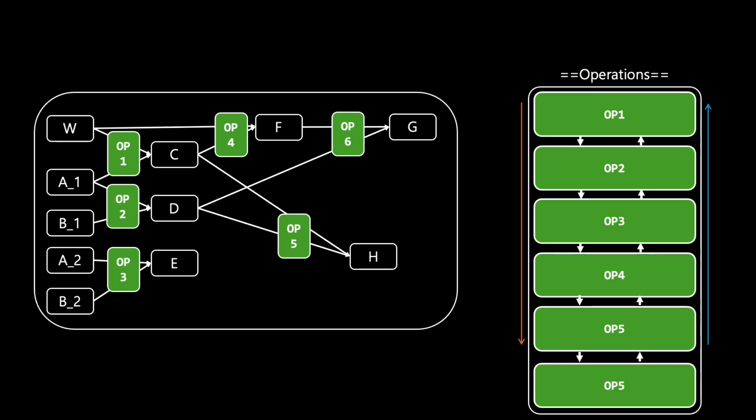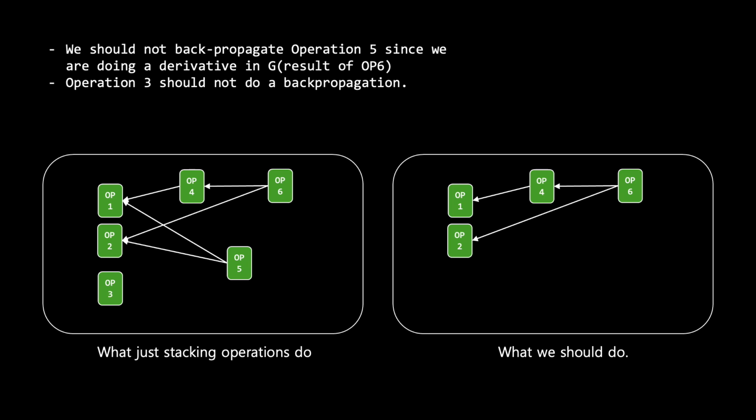But let's look at this graph. There are three ends in this graph: G, H, and E. If it tries to differentiate tensor G to all, it should not backpropagate operation 5 since tensor result G is not made from operation 5. The graph should not connect. Also, operation 3 should not be connected as well since it is in a different graph. But if we just stack the operations and execute in order, just like we did in RNN, it will call all the backward functions in order, which is wrong.